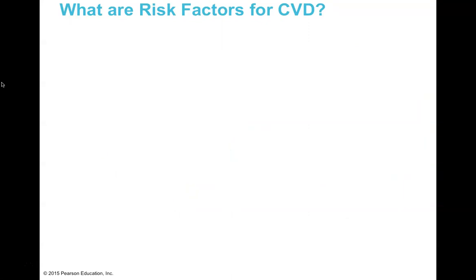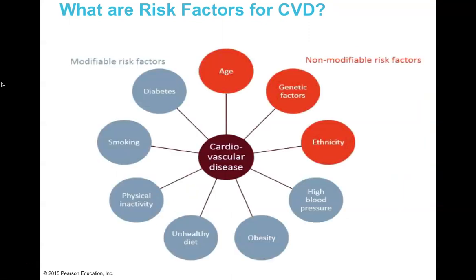So what are some of the risk factors for developing cardiovascular disease? Well, some of these you can change and some of these you cannot. So our non-modifiable risk factors are going to be age. The older you get, the higher your likelihood of cardiovascular disease. Genetic factors, we can't change our genes. And ethnicity. Some ethnicities and cultures have a higher risk of developing cardiovascular disease than others. Things that we can change, though, vastly outnumber those that we cannot.